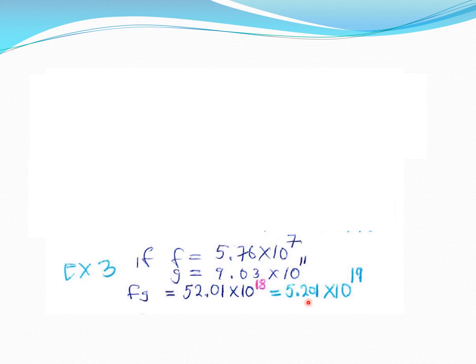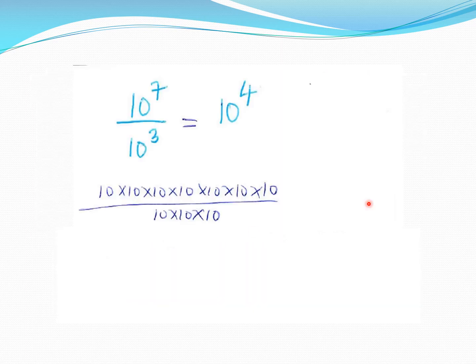So if you view it backwards, 5.2 by 10 to the 19, take one of those 10s back there. That's 5.2 by 10 is 52 by 10 to the 18. So that's the equivalent of the 52 by 10 to the 18 in scientific notation, 5.2 by 10 to the 19. Now, we look at division of powers.